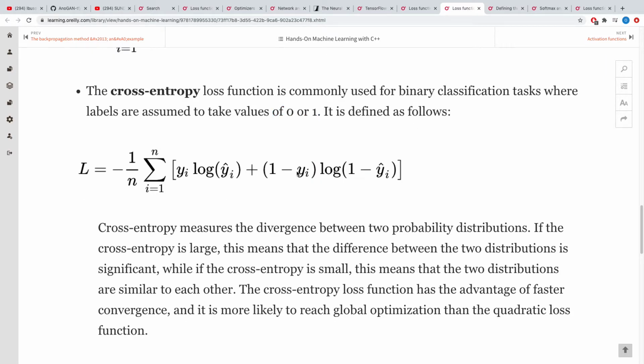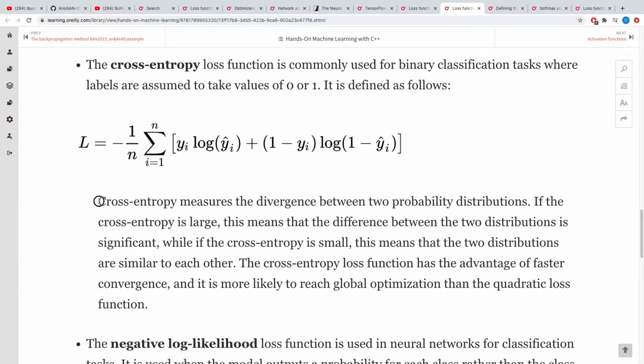So this is your actual label. This is your prediction. This is the actual label. This is the prediction. So you put log on the prediction: log of the predicted, and log of 1 minus the predicted. You sum over all the data points and normalize. Now here you have a negative sign.